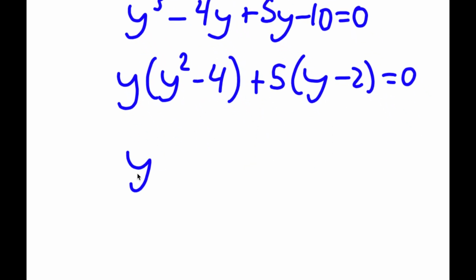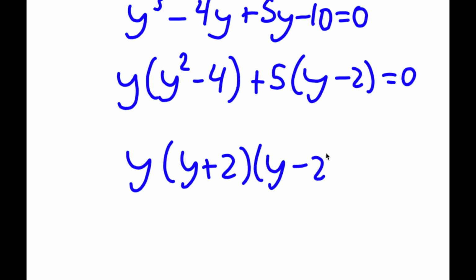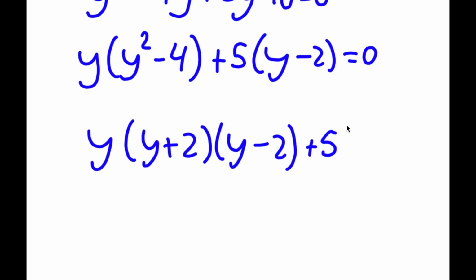Now y squared minus 4, that's the same thing as y plus 2 times y minus 2. Now I have this plus 5 times y minus 2 is equal to 0.